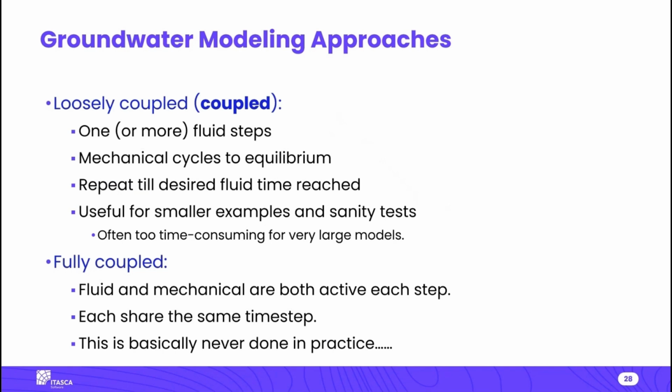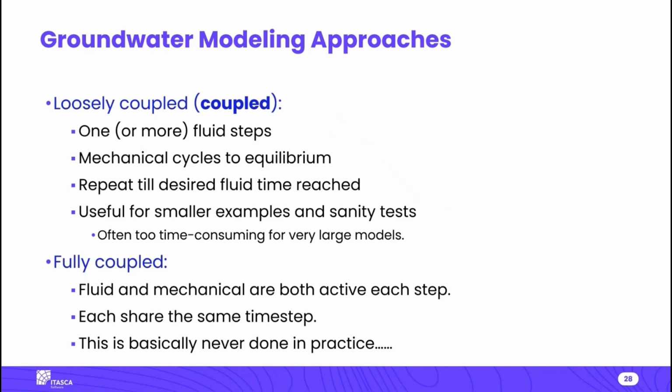The more accurate way is precisely called loosely coupled, but we basically just call it coupled. And so the way this works is you take a fluid step and you cycle to equilibrium, and you take another fluid step and you cycle to equilibrium, and you take another fluid step and you cycle to equilibrium. And this is what we generally call coupled. This is more accurate, but slower.